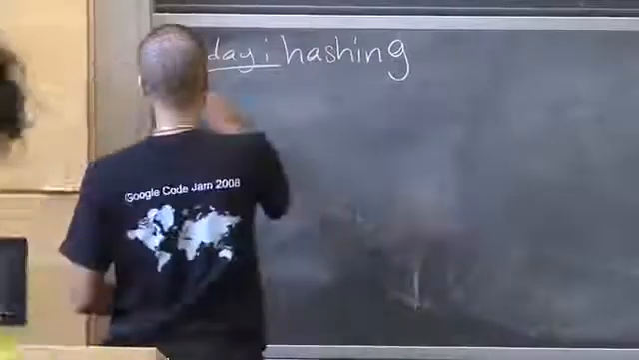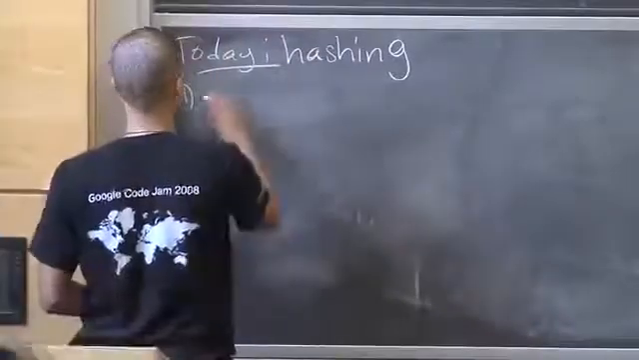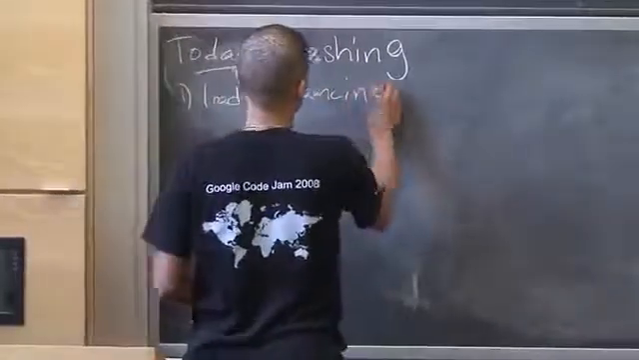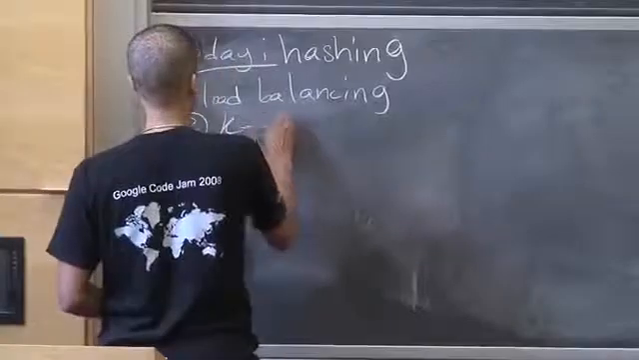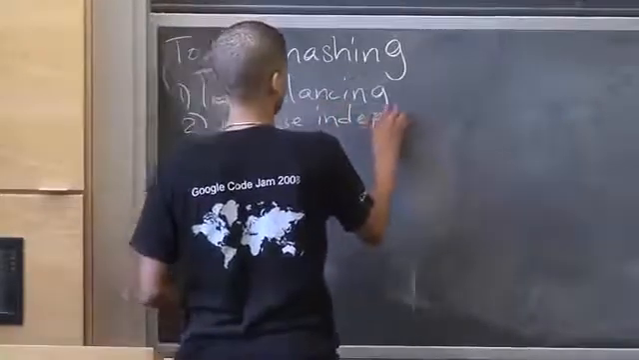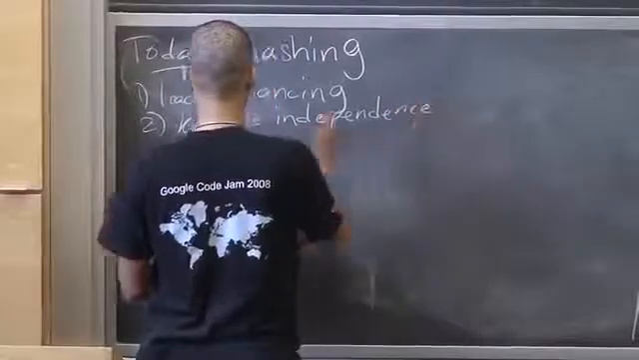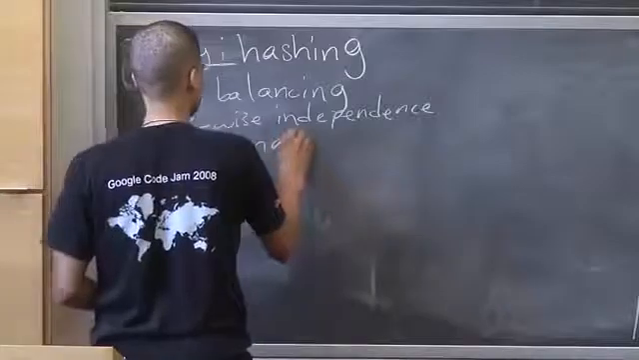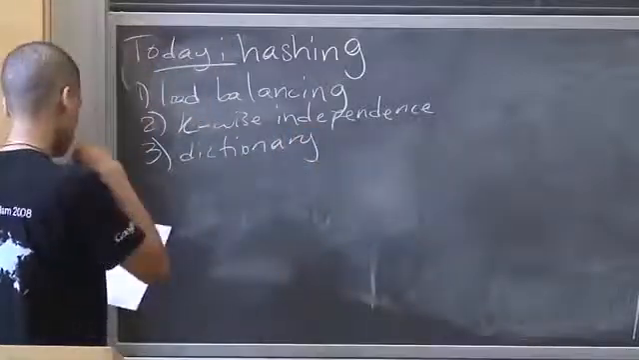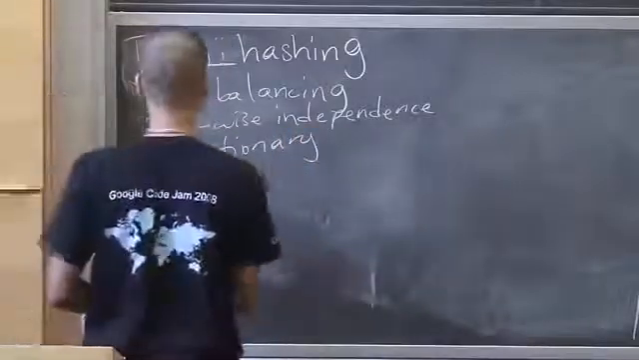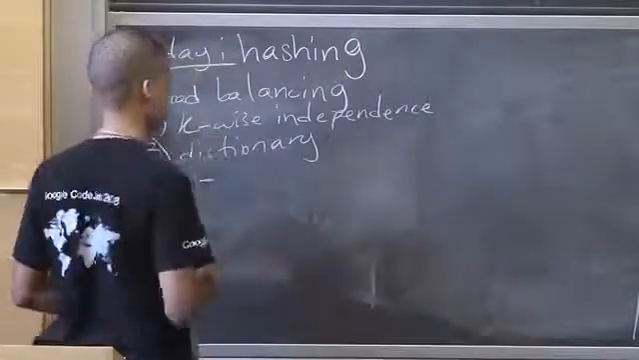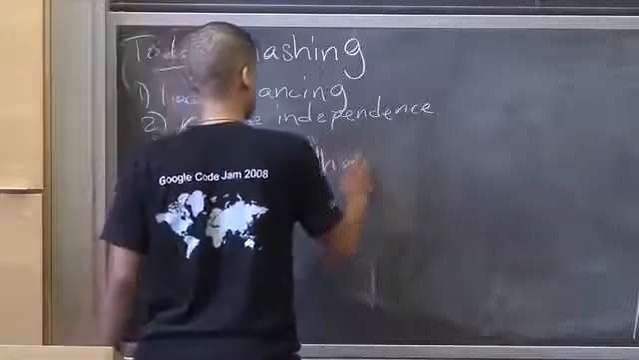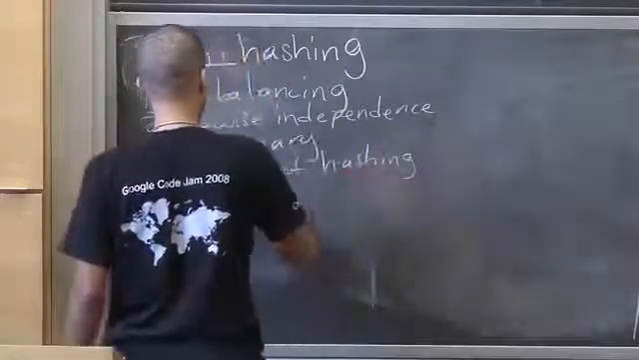And we'll see load balancing. We'll see k-wise independence. We'll see the dictionary problem. Here, I'll just review perfect hashing very briefly, and then I'll cover linear probing.